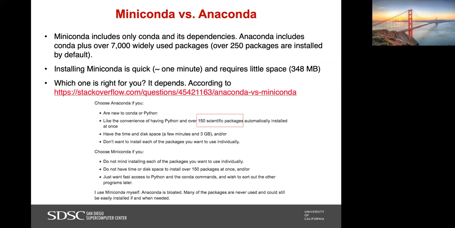So in text, Miniconda only has Conda and its dependencies, whereas Anaconda includes some thousands of packages, out of which probably around 200 packages are installed by default. In my case, when I installed it today, I saw around 340 packages. And since Miniconda doesn't use so many packages, it installs quicker than Anaconda and takes a lot less space than Anaconda.